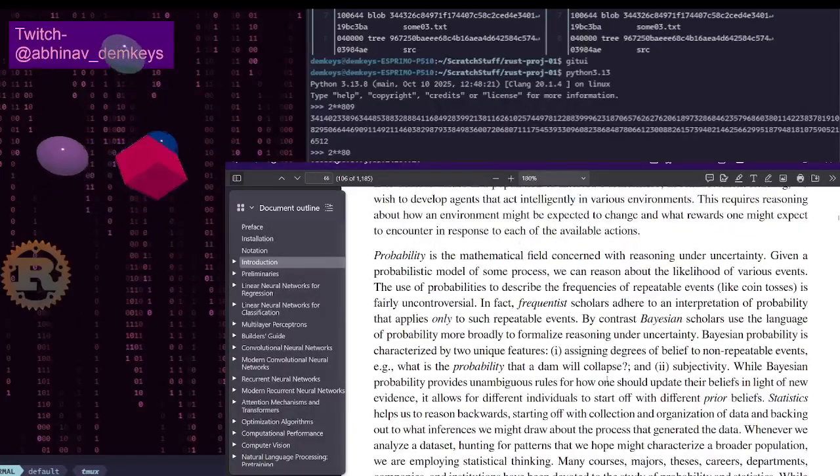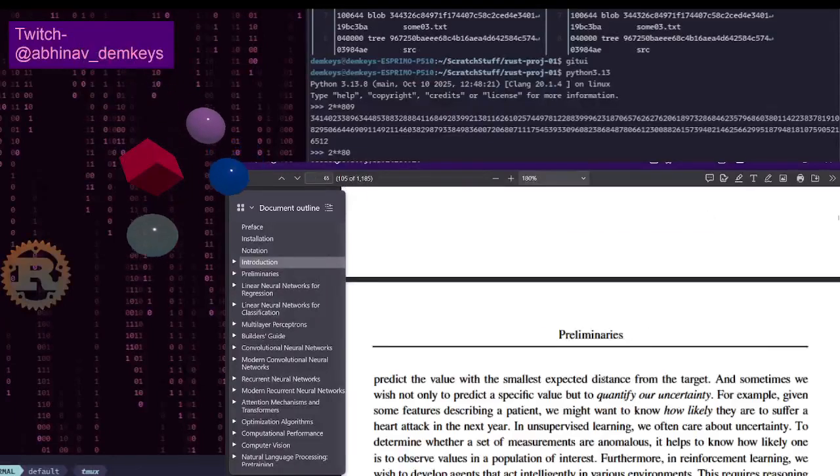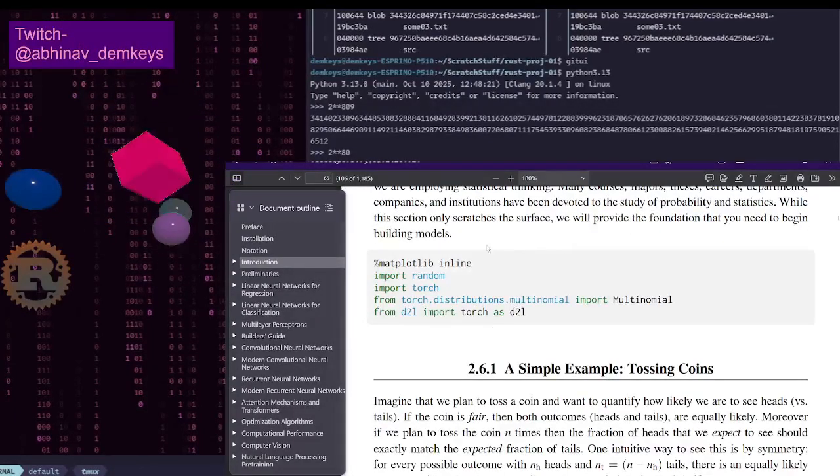Why am I reading the entire thing now? Let's just move on. So we're gonna look into this as well.